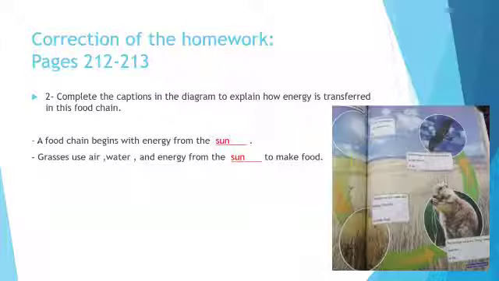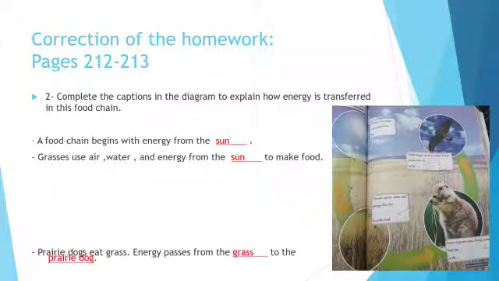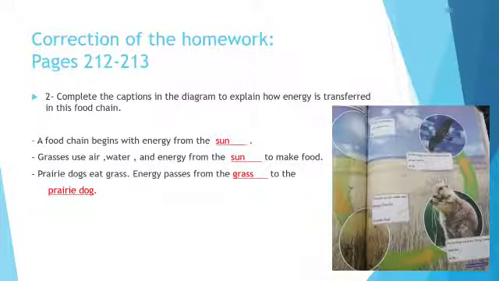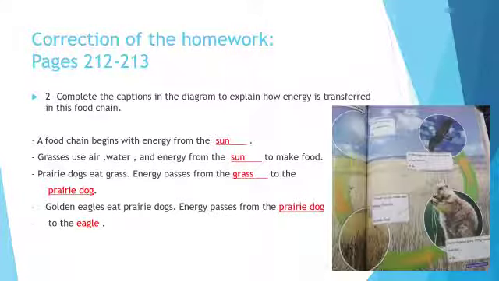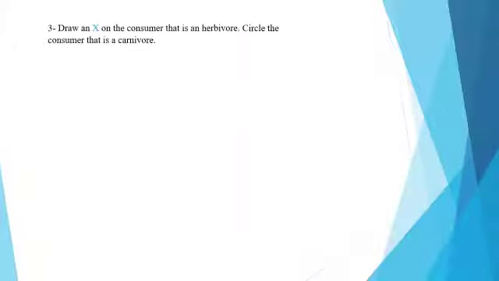Energy passes from the grass to the prairie dog. Good job. Golden eagles eat prairie dogs. Energy passes from the prairie dog to the eagle. Very good. Question number 3.